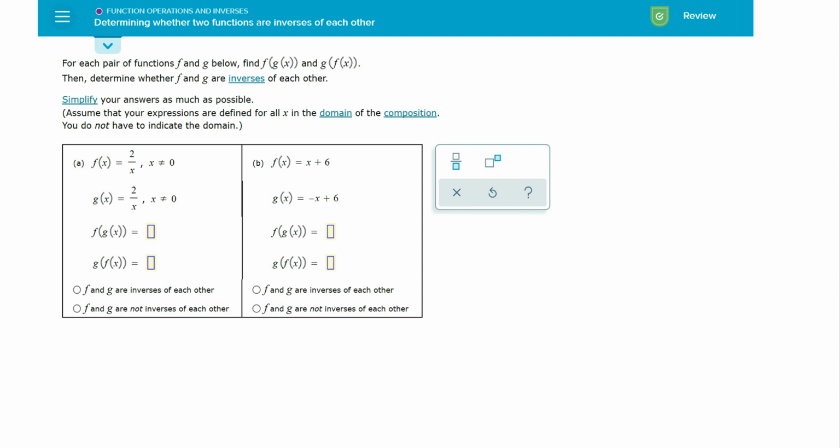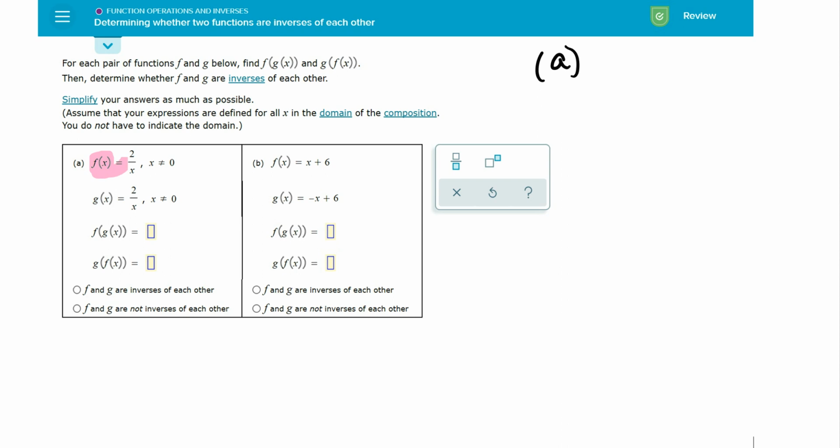This topic is determining whether two functions are inverses of each other, and these are actually called composite functions. You're literally putting one function into the other function in place of its x. So I am going to start with part A.